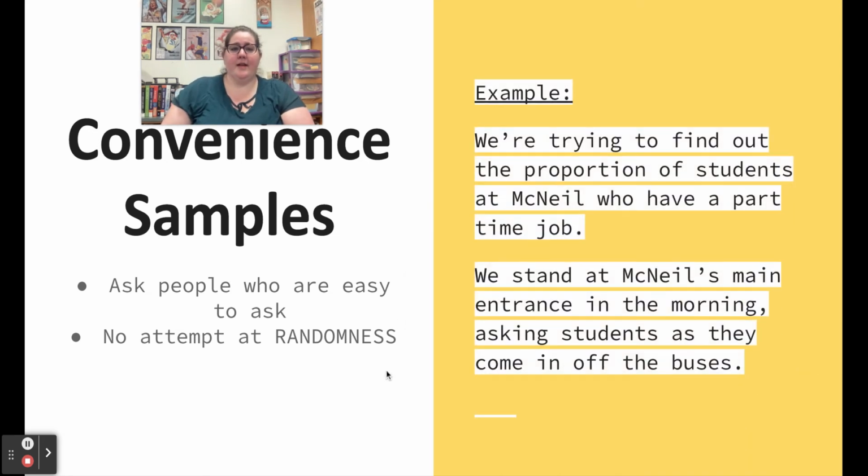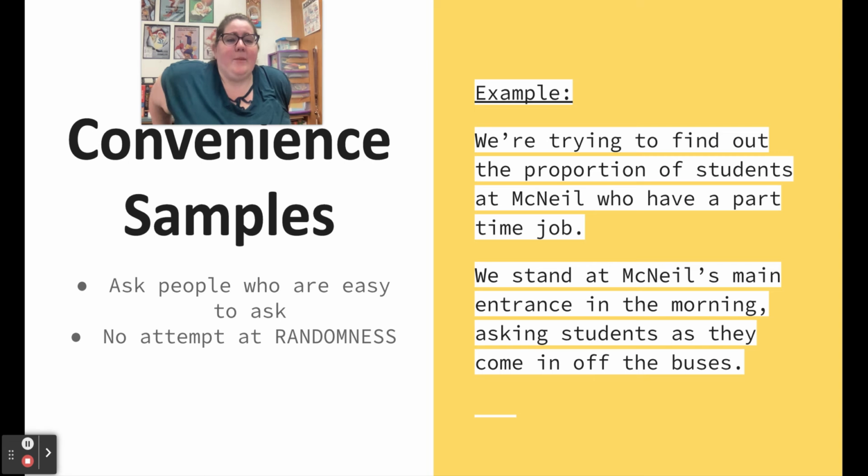or easy for us to reach. For an example, if we were trying to find the proportion of students at McNeil who have a part-time job, and we stood at McNeil's side entrance where the buses drop off and asked students as they come in off the buses, we're dealing with people who mostly ride buses. So even if we try to be selective about who we pick, we're still getting people who ride buses, and people who ride buses typically don't have either cars or driver's licenses. And if they don't have cars or driver's licenses, it's a little harder for them to have a part-time job.